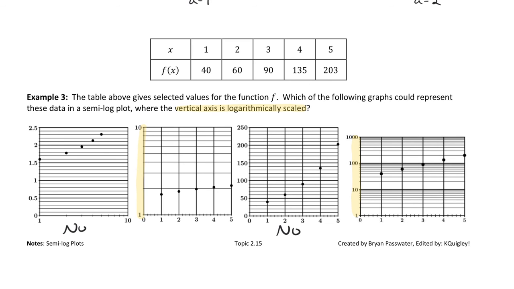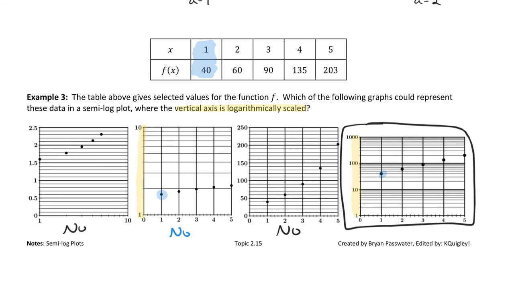If we look just at the first value, which is 1, 40, does this point represent 1, 40? No, that's like 1, like what, 0.7? Does this one represent 1, 40? Yeah, that's a much better telling of the graph. So this one's a no because of the coordinate points not actually matching. But this one right here would be the best representation of this data in a semi-log plot.